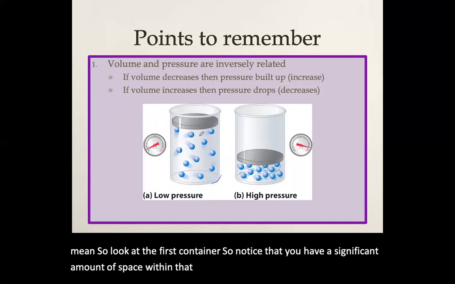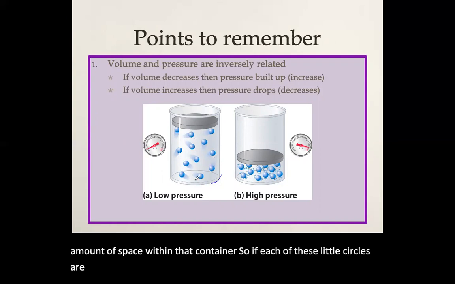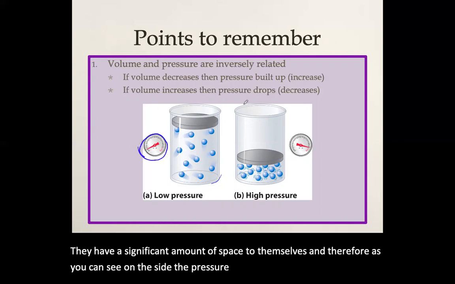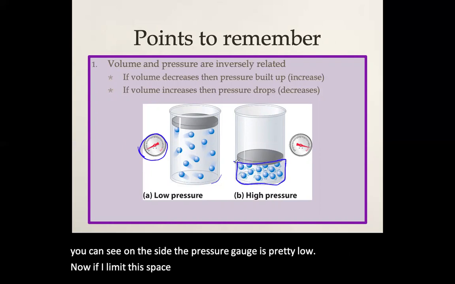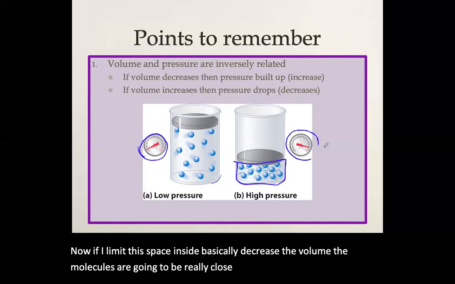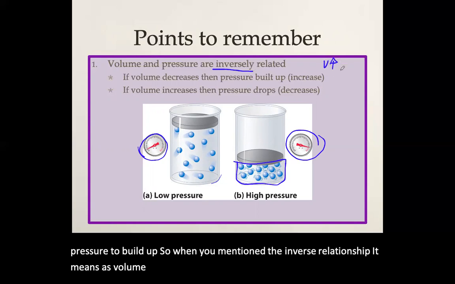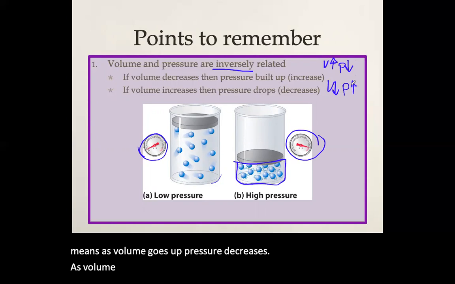If each of these little circles is an air molecule, whatever they are, oxygen, carbon dioxide, nitrogen, doesn't matter, they have a significant amount of space to themselves, and therefore, as you can see on the side, the pressure gauge is pretty low. Now, if I limit the space inside, basically decrease the volume, the molecules are going to be really close together, and that causes the pressure to build up. So when you mention the inverse relationship, it means as volume goes up, pressure decreases, and as volume goes down, pressure increases.